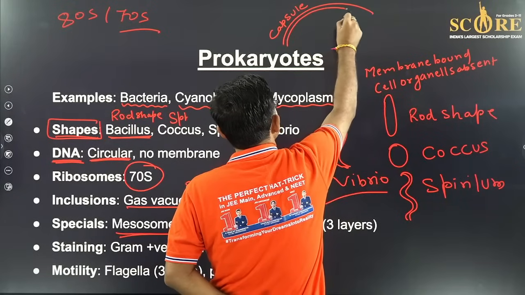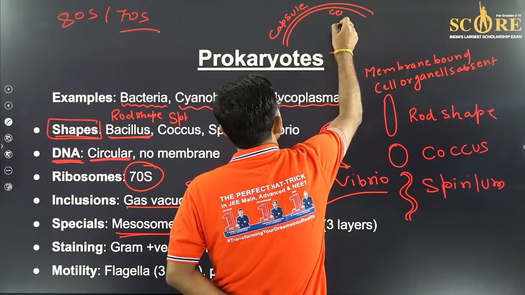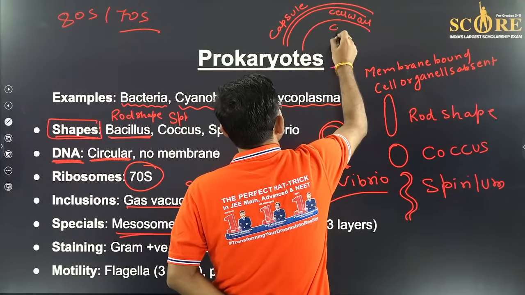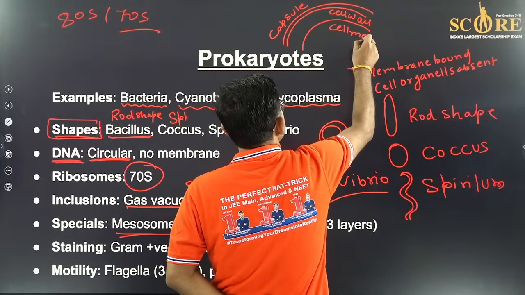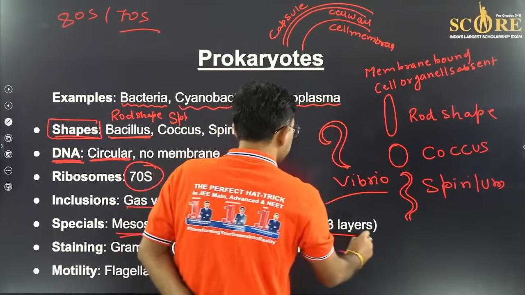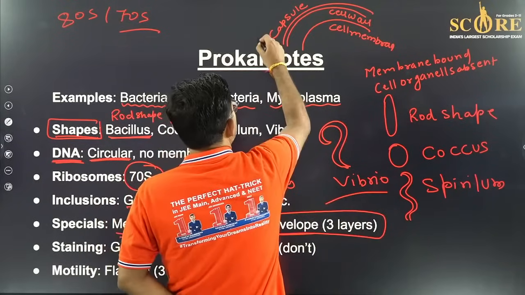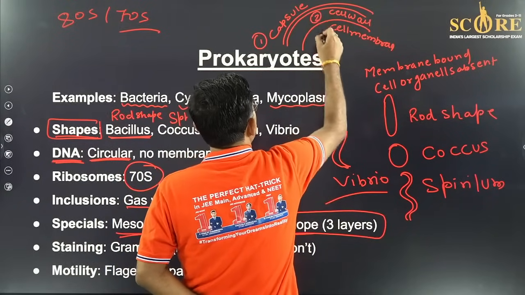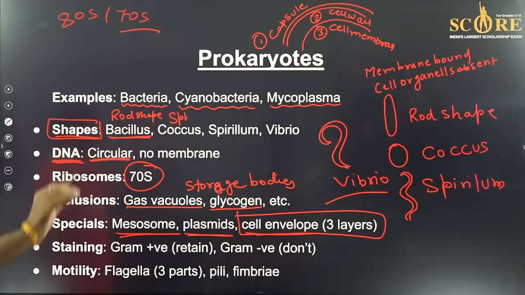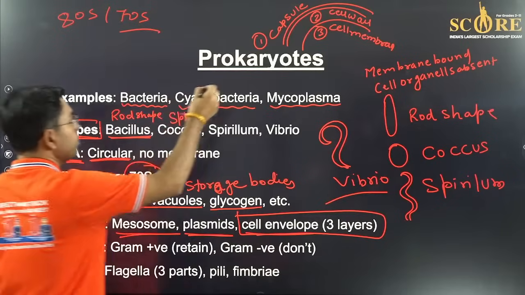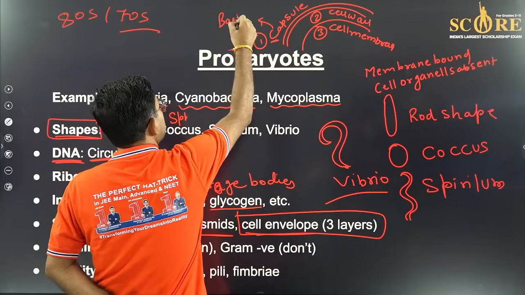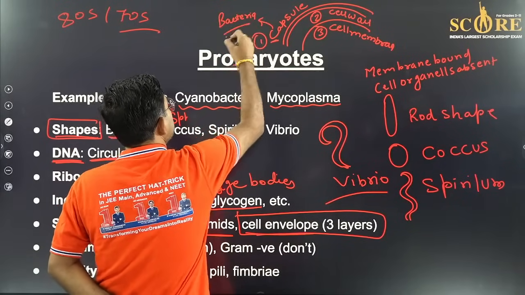Then the inner layer is the cell wall, and then inside that is the cell membrane. So 3-layered cell envelope means the 3 layers are capsule, cell wall and cell membrane. All 3 together are called cell envelope. Now remember, capsule or glycocalyx is only present in bacteria or prokaryote. They are not present in eukaryote.